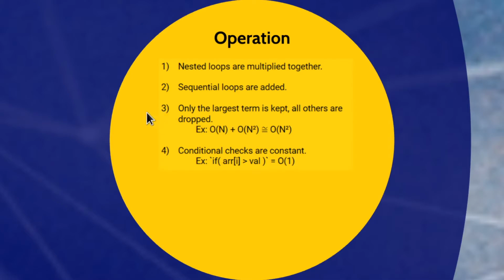Lastly, anytime a conditional appears in code, we evaluate that as a constant that will be executed on every pass. For example, if we are checking if the array at our index is greater than the value, we'll say that this has an order of 1 or that it is constant.